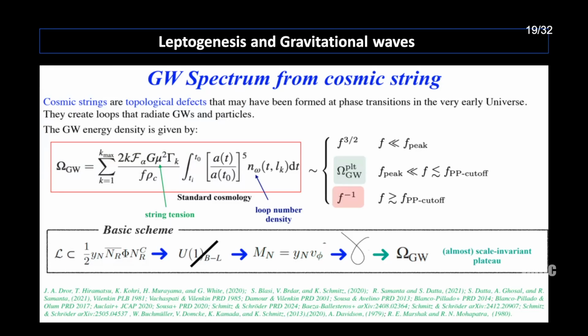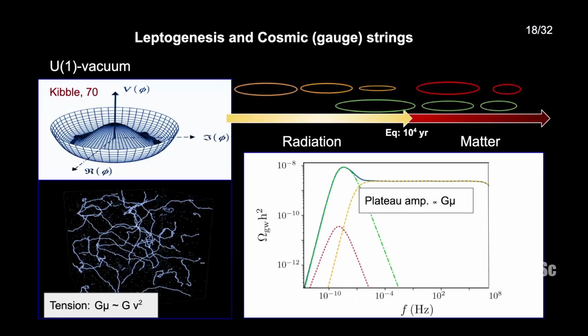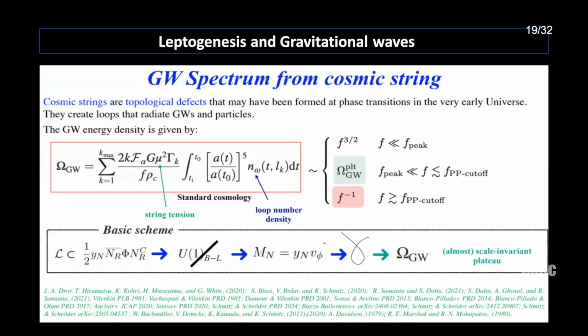The basic scheme for leptogenesis is that whenever you generate this Majorana mass term with this phase transition, and if this has a U1 symmetry, you can also produce cosmic strings. The amplitude of these gravitational waves is proportional to a quantity called G mu, where mu is basically v squared, and v is the vacuum expectation value of this scalar field. This is a gauge U1, under which the electrons are charged, right? Yes. So that's how you break the lepton number.